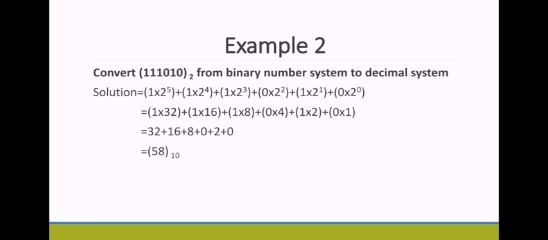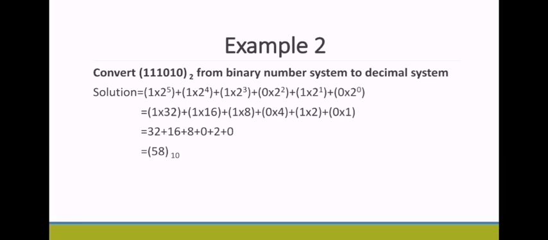Second example, the number which we have to convert into decimal system is 111010. In this example, we will use the same method, expansion method. We'll expand this number and multiply each and every binary number with 2. 1 into 2, 1 into 2, 1 into 2, 0 into 2, 1 into 2, and 0 into 2.